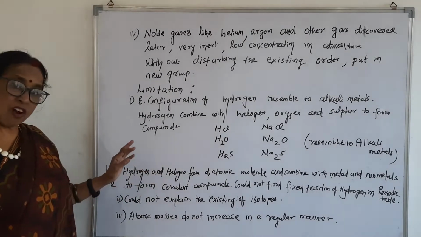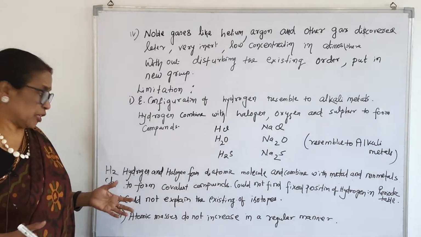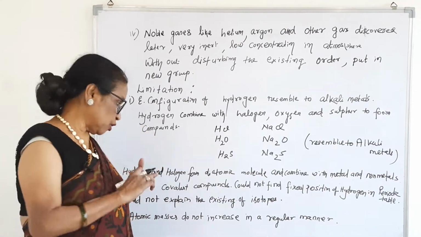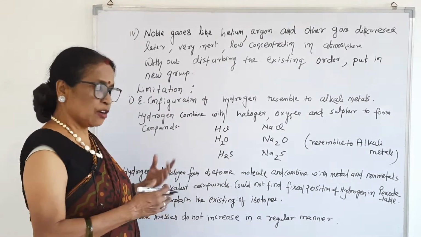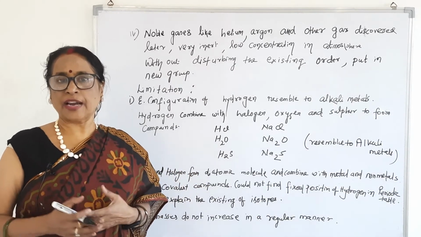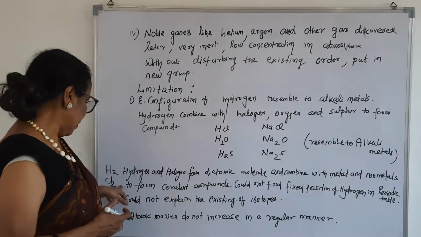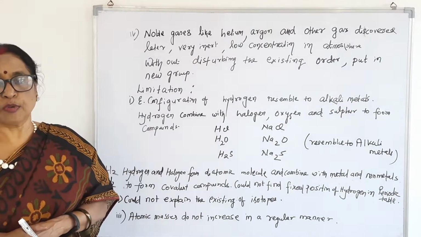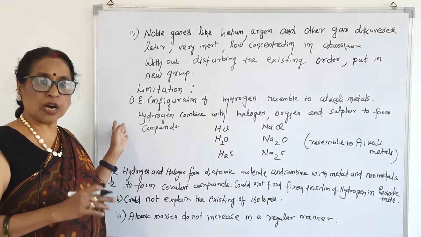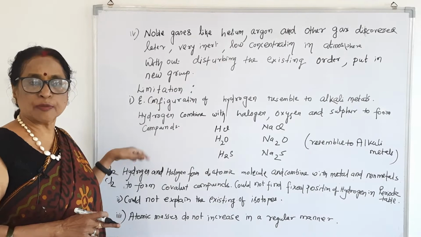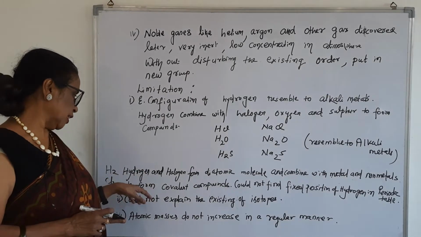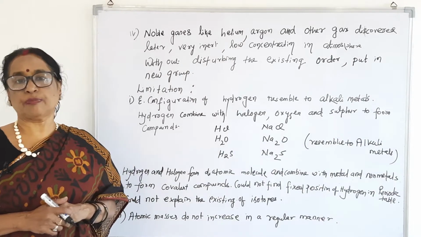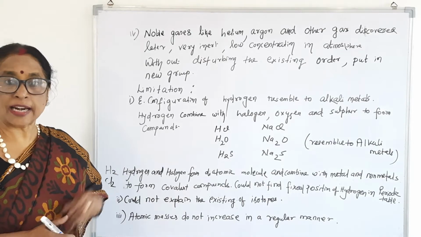Then hydrogen, not in configuration but in other properties, forms a diatomic molecule and combines with metal and non-metal. Hydrogen also combines with metal forming hydride. With non-metals it forms hydrogen sulfide, hydrogen chloride, like this. Similarly, it forms covalent compounds, and so could not fit the position of hydrogen in the periodic table. So in one case it is similar to alkali metal, that is the first group, sometimes similar to the halogen group, as it forms a diatomic molecule. So it is very difficult to find the position of hydrogen in the periodic table at that time.